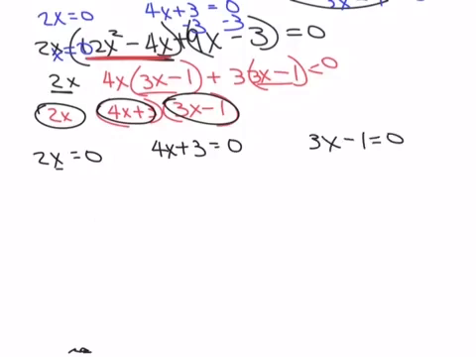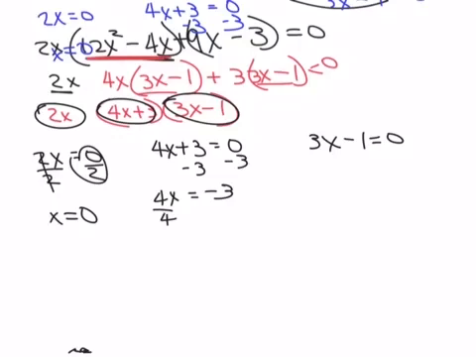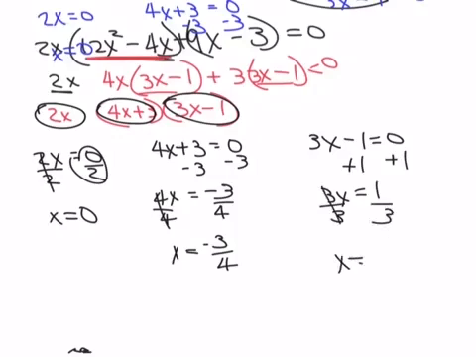Okay, so let's solve. Divide by 2, divide by 2. Cancel. 0 over any number is 0. Minus 3, 4x equals negative 3. Divide by 4, divide by 4. So again, we're just getting rid of everything except the x. And over here, add 1, 3x equals 1. Divide by 3, divide by 3. X equals 1/3. So there's our three answers.